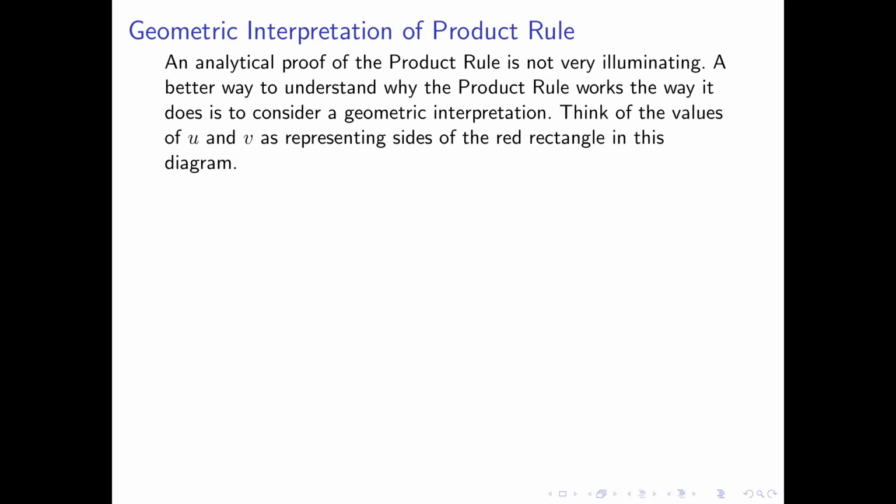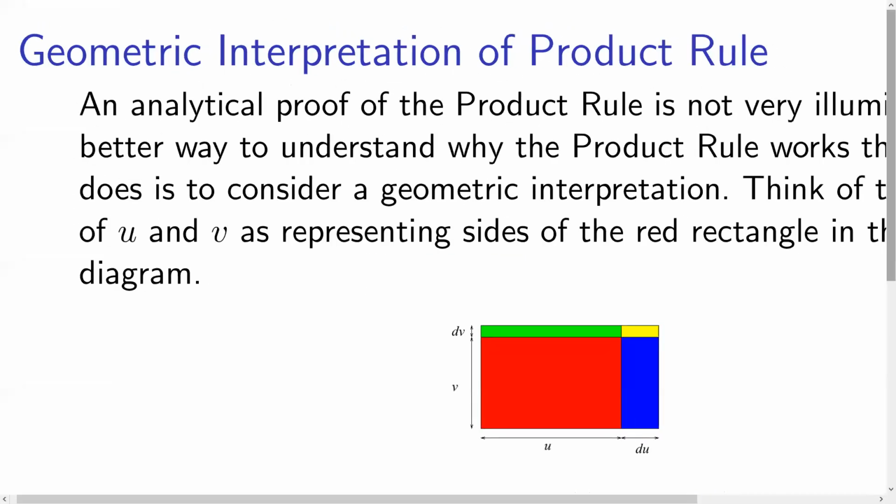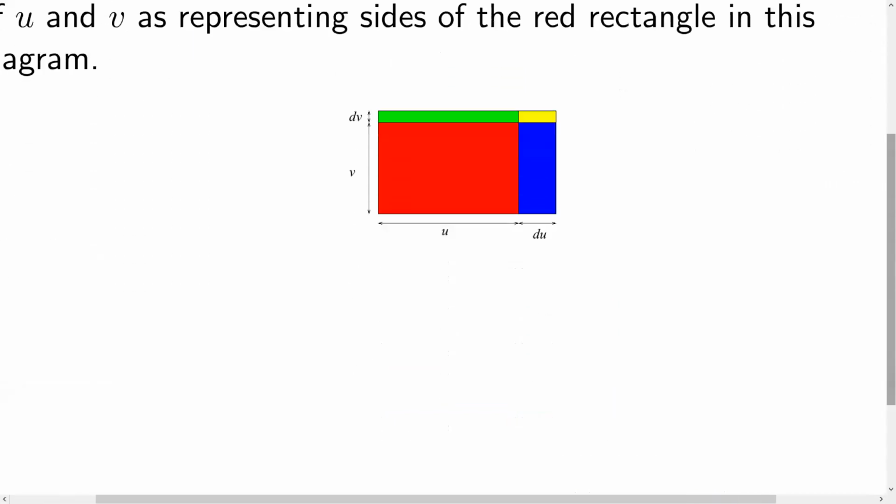To begin, think of u and v, the two functions that we're multiplying together, as representing the lengths of sides of a red rectangle that you'll see in a diagram here. I'll zoom in on this. For right now, just concentrate on the red rectangle whose width along the bottom is length u and whose height is length v.